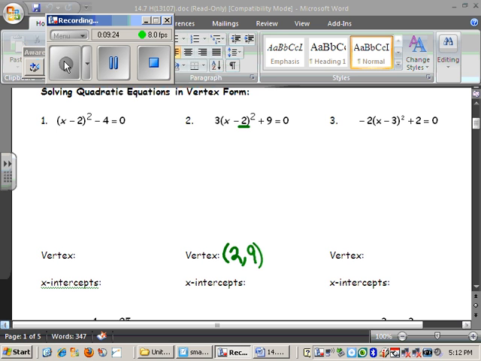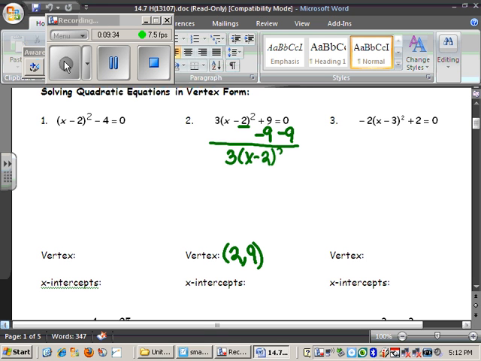In order to solve the equation so I can find my x-intercepts, I will subtract 9 from both sides, and I'll end up with 3 times x minus 2 squared is equal to negative 9. I then divide both sides by 3. I'm trying to isolate my quadratic portion, so I divide both sides by 3, and I end up with x minus 2 squared is equal to negative 3.